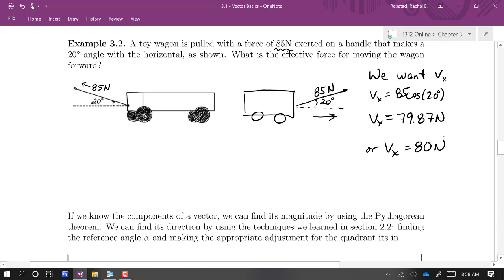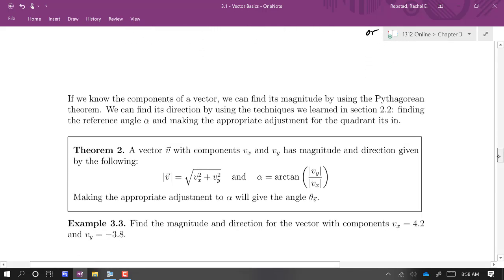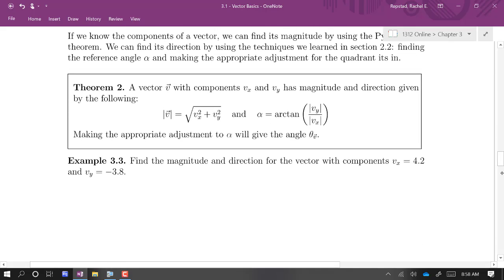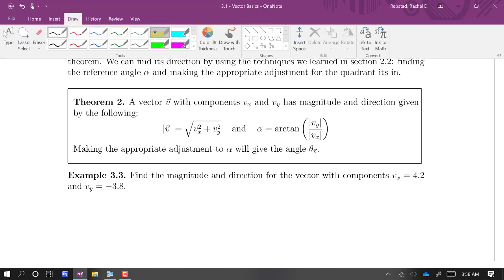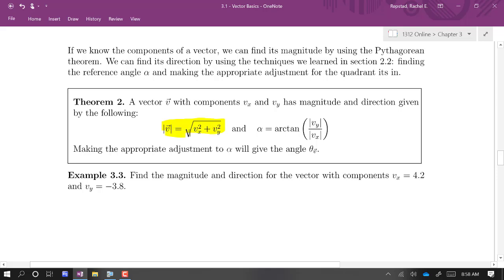So when we know the magnitude and direction, finding the components is just a matter of using those formulas. We can also go the other way around. If we know the components, we can find the magnitude and direction. We get the magnitude by using Pythagoras. The components are the two legs of the right triangle, and the magnitude is the hypotenuse. So using Pythagoras just means we take the square root of the sum of the squares.